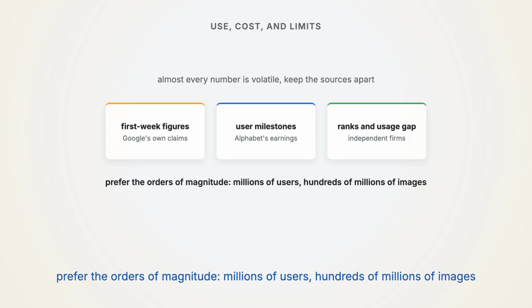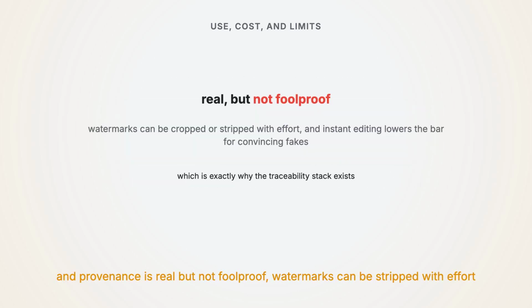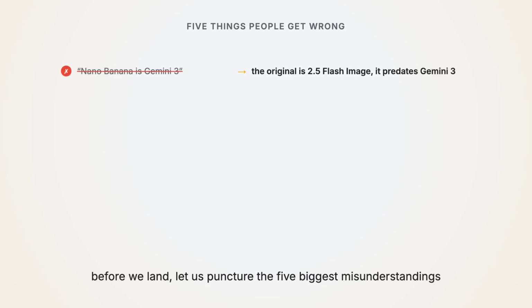Millions of users, hundreds of millions of images, and provenance is real but not foolproof. Watermarks can be cropped or stripped with effort, and instant photorealistic editing genuinely lowers the bar for convincing fakes, which is exactly why the traceability stack exists. Before we land, let us puncture the 5 biggest misunderstandings quickly.